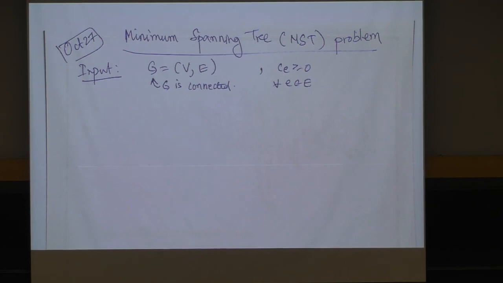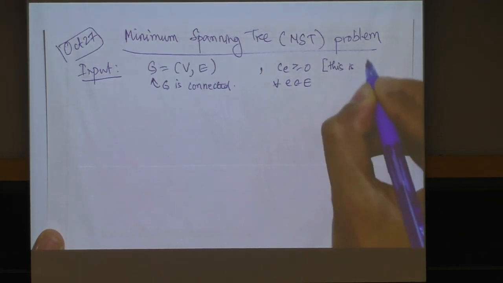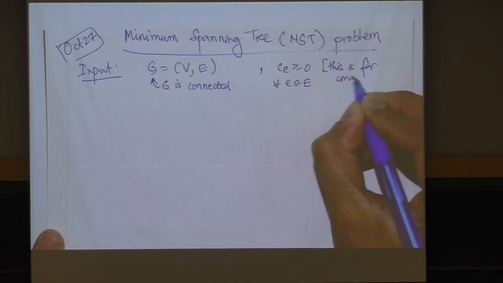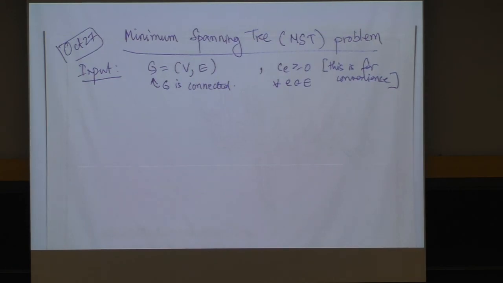Okay. Now it turns out that many of the algorithms that we're going to present don't necessarily even need this positive cost assumption, but at least in the fiber example, it makes sense. But I'll just make a note that this is for convenience. In particular, all of the algorithms that we consider can be modified to work even if the edge costs are negative.